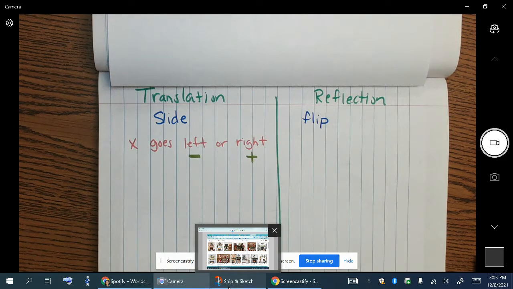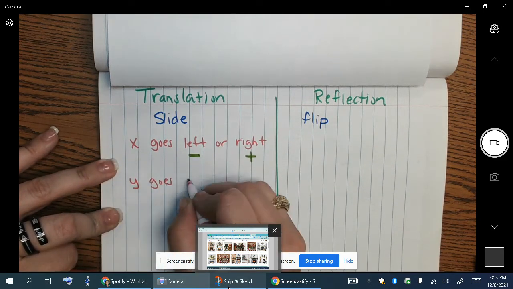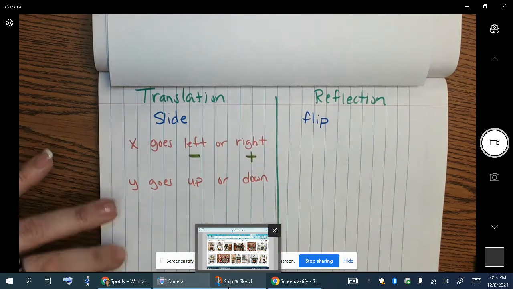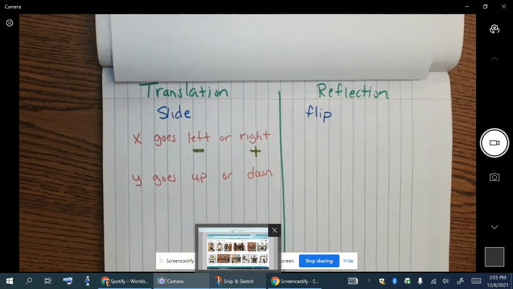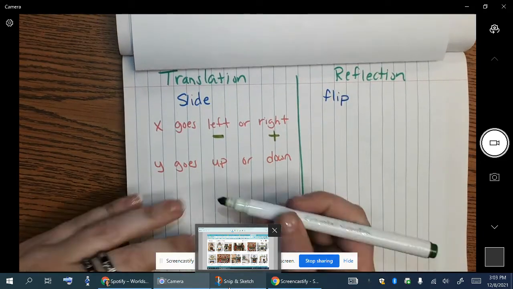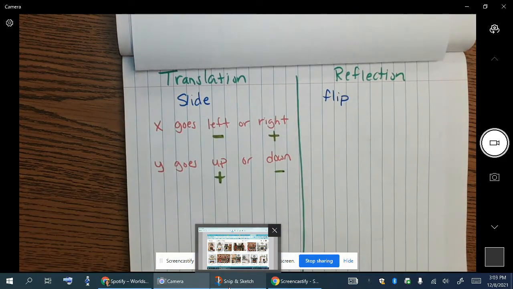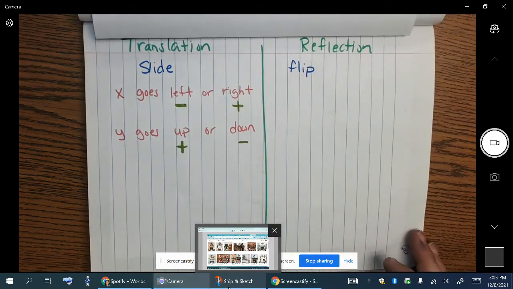What do you think your Y does? Up and down. If you're going up, what are you doing to your number? Adding. And if you go down, subtracting. Okay? Again, I know you probably know this, but when we combine all of the translations or the transformations, it gets a little bit confusing. Okay?